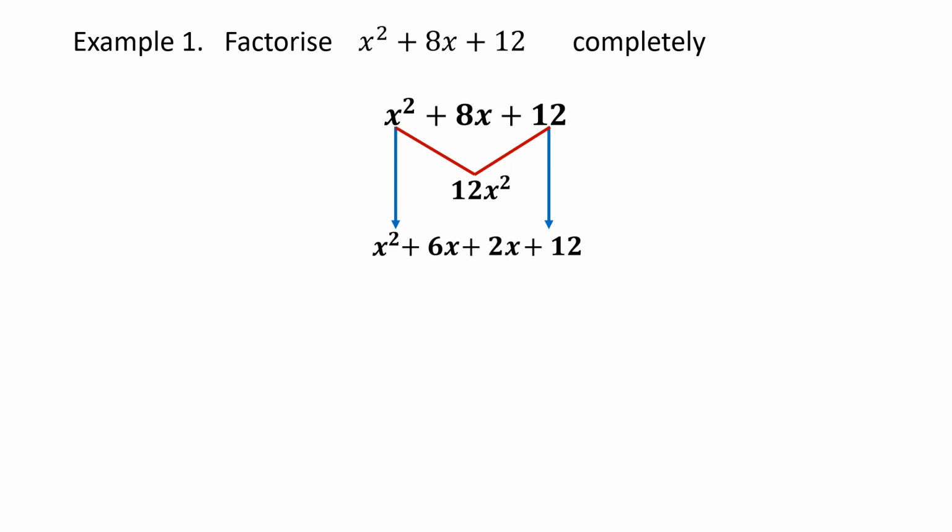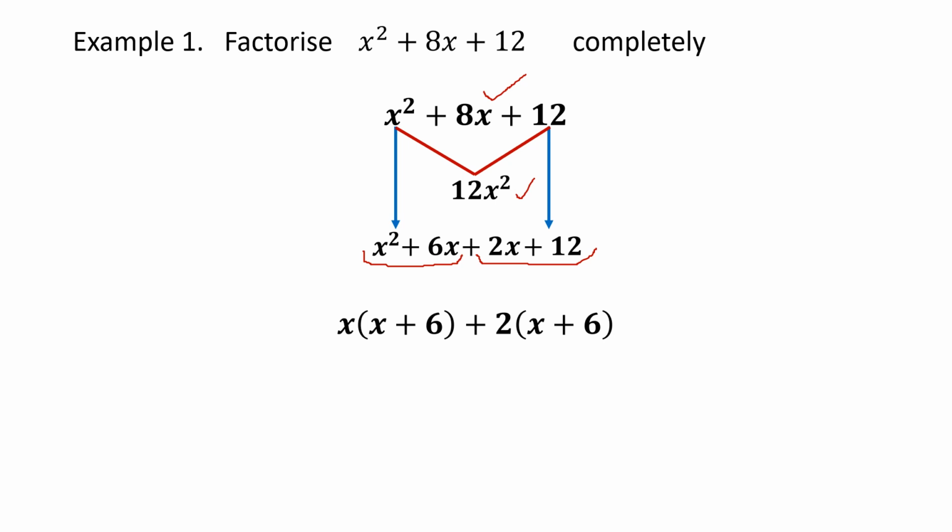Now that we have two terms, here we have added 6x and 2x. If we add 2x and 6x, we get 8x. If we multiply these two, we get 12x squared. Now we have 4 terms, so we can factorize by grouping. Let's group the first two. The highest common factor here is x, so you can take out x to remain with x plus 6 in the brackets. At the same time, the highest common factor here is 2, so if we take out 2, we remain with x plus 6 in the brackets as well, so we remain with something like this.